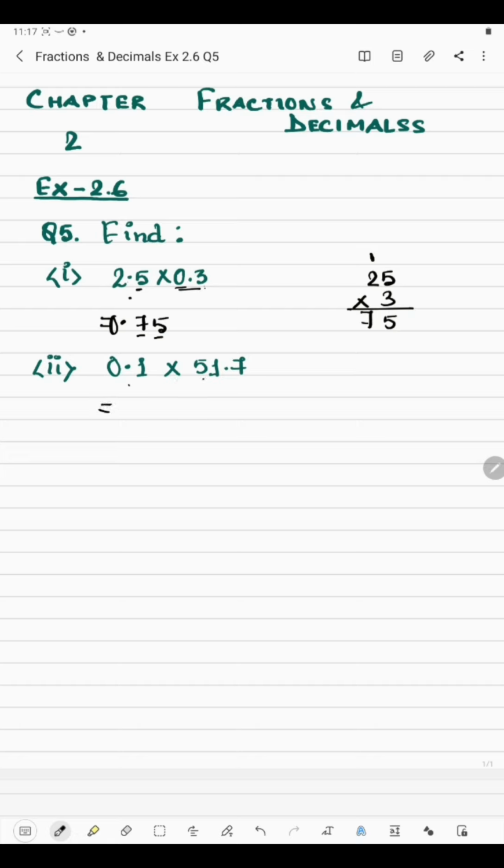Okay. Now in the next part we have 0.1 multiplied by 51.7. Now, if you remove the point here, then it will become 517, and if you remove the point here, then it will become 1, and 517 multiplied by 1 is the number itself. When you multiply by 1, then we get the number itself. So it will be 517. Now we will have to put the decimal here.